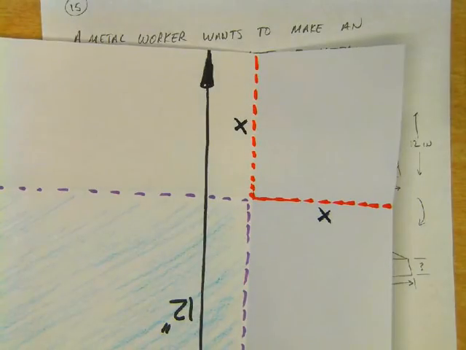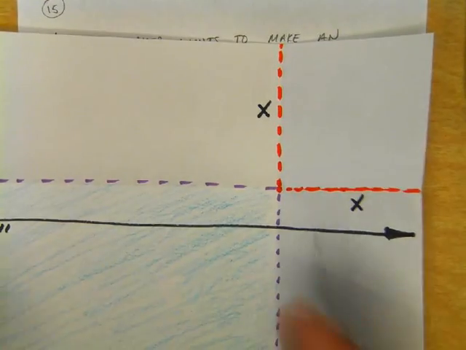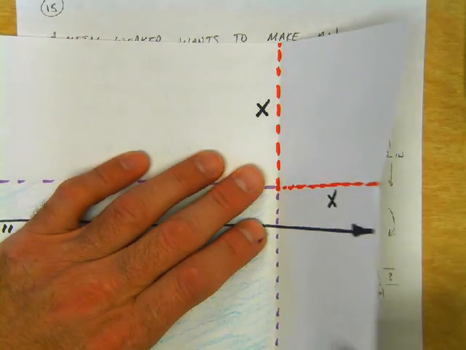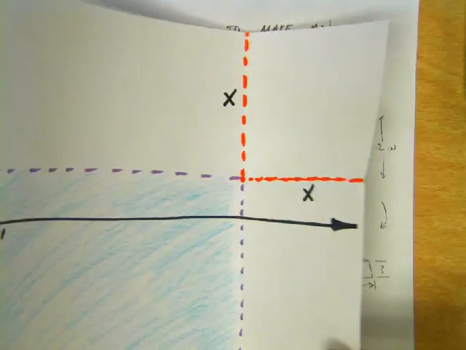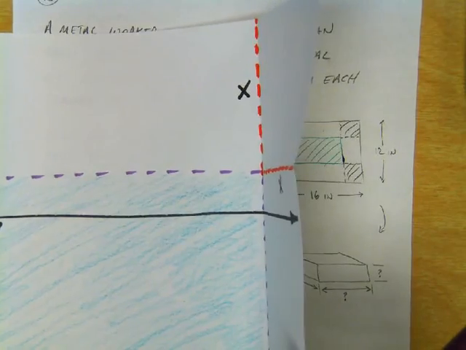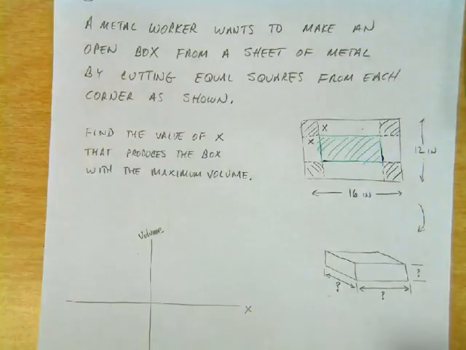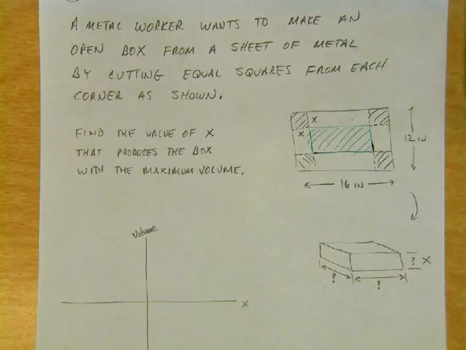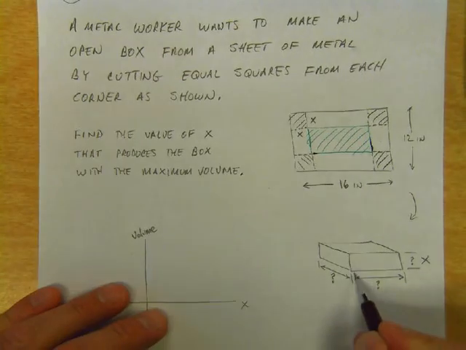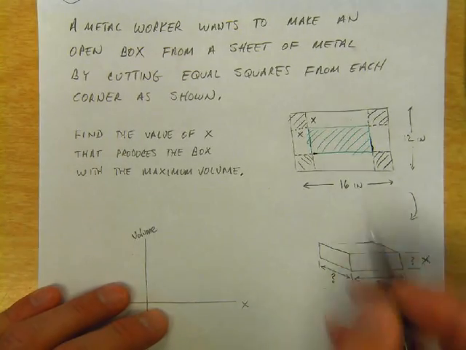Okay, here's my sheet. Okay, there's my cutout. If I fold this up, what's the height of the box? Well, it's right there, isn't it? Yeah, it's X. The height is X. Okay. Now, let's do the length right here.